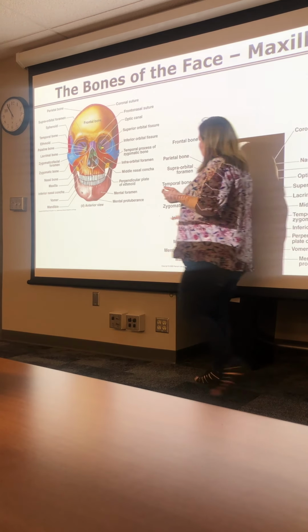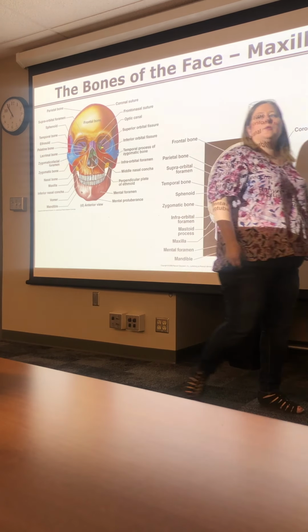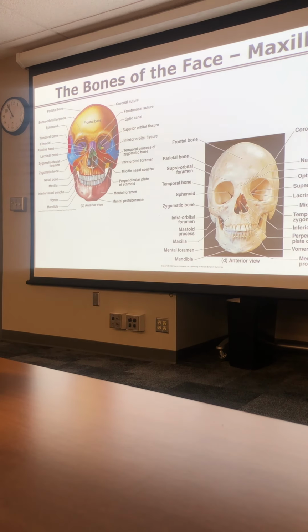Coming through the infraorbital foramen is the infraorbital nerve. The infraorbital nerve is a branch of the maxillary division of the trigeminal nerve, so the second division.